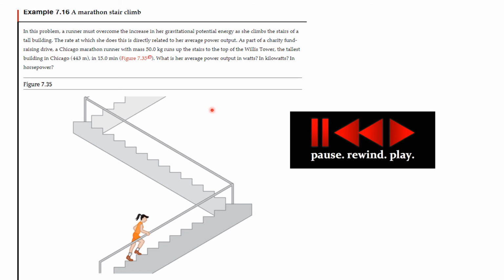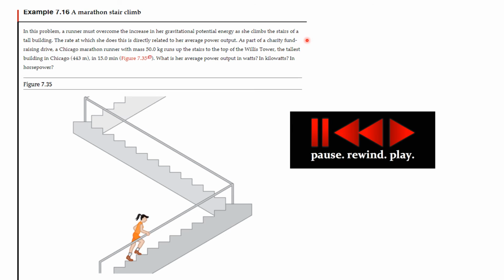Here's another problem for you to consider. In this problem, a runner must overcome the increasing gravitational potential energy as she climbs the stairs of a tall building. These things happen at the Hancock Building and perhaps the Sears Tower. The rate at which she does this is directly related to the average power output.